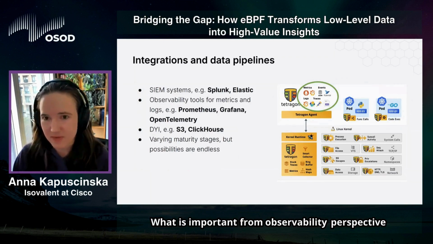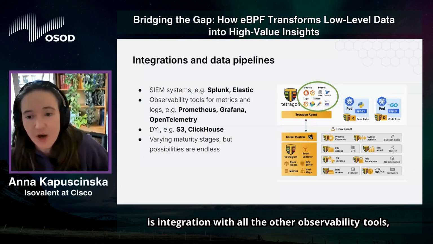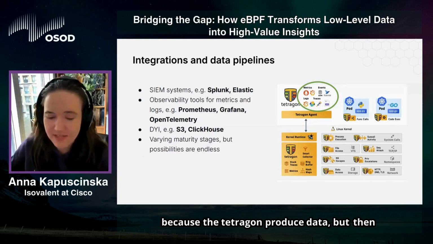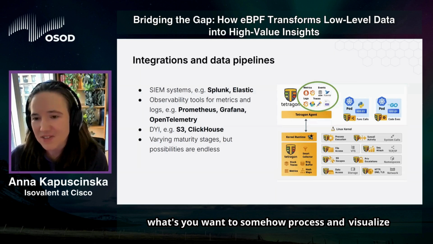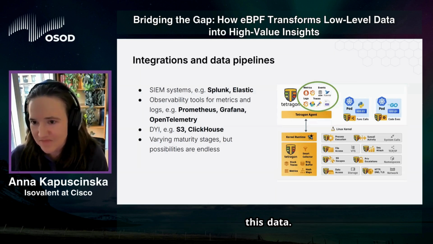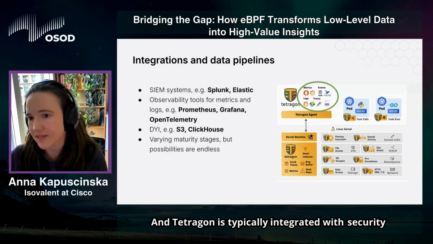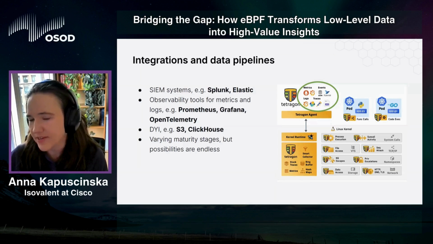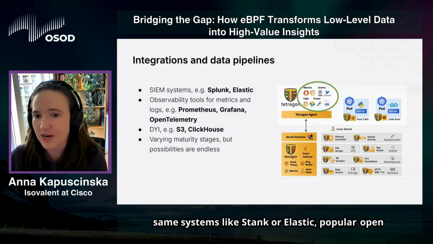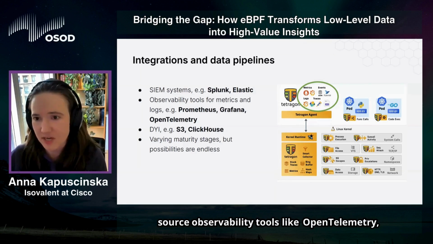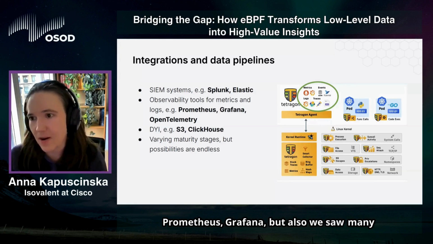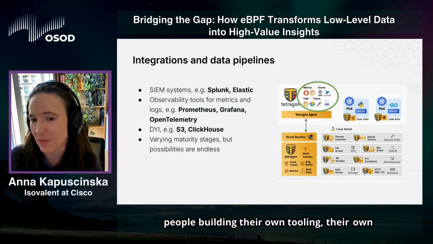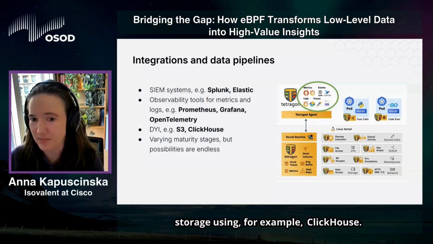What is important from an observability perspective is integrations with all the other observability tools, because Tetragon produces data, but then you want to somehow process and visualize this data. And Tetragon is typically integrated with security SIEM systems like Splunk or Elastic, popular open source observability tools like OpenTelemetry, Prometheus, Grafana, but we also saw many people building their own tooling, their own storage using, for example, ClickHouse.